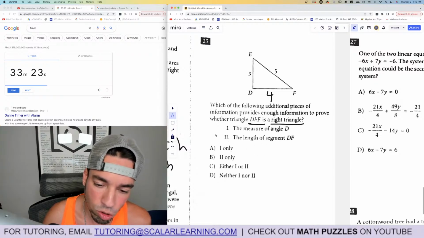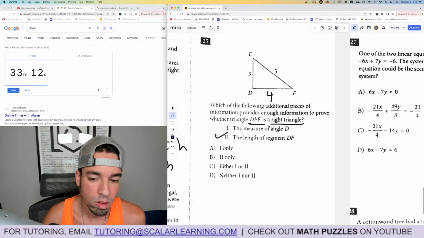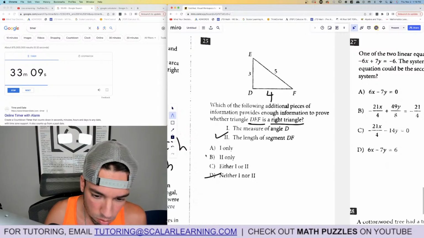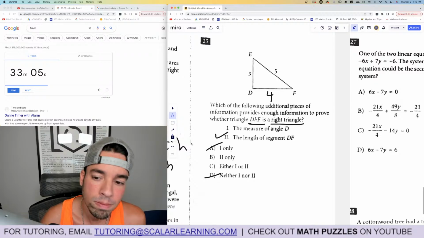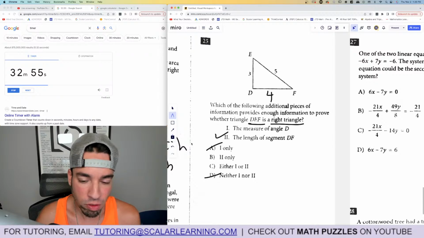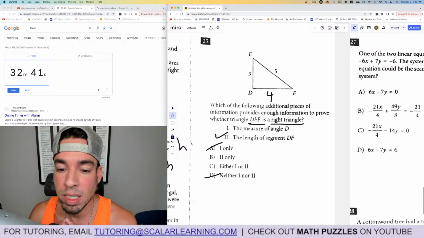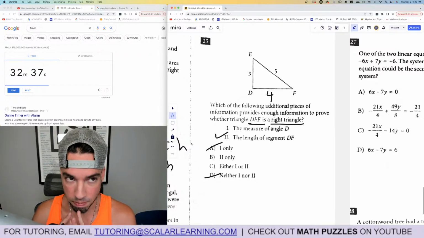The length of segment DF. So 2, yes. The measure of angle D. So it's definitely 2. See, now here's the thing. To prove whether triangle DEF is a right triangle, if you know the measure of angle D, like if you know it's 90, obviously you know it's a right triangle, and it looks like that'd be the right angle, but it might not necessarily be, because what if D was like 40? Because it may not be drawn to scale.